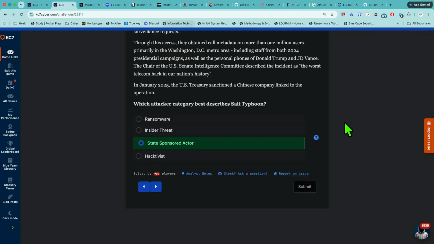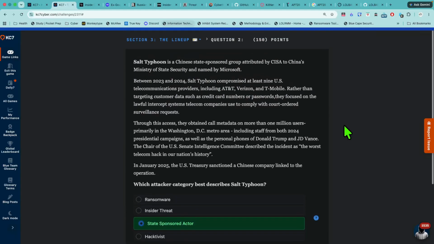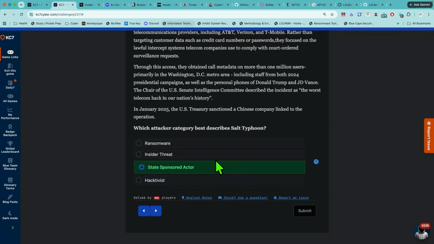Through this access, they obtained call metadata on more than 1 million users, primarily in the Washington, D.C. metro area, including staff from both 2024 presidential campaigns, as well as the personal phones of Donald Trump and J.D. Vance. The chair of the U.S. Senate Intelligence Committee described the incident as the worst telecom hack in our nation's history. In January 2025, the U.S. Treasury sanctioned a Chinese company linked to the operation. So what attacker category best describes Salt Typhoon? The answer is the same as Salt Typhoon. It is a state-sponsored group, which means state-sponsored actor.